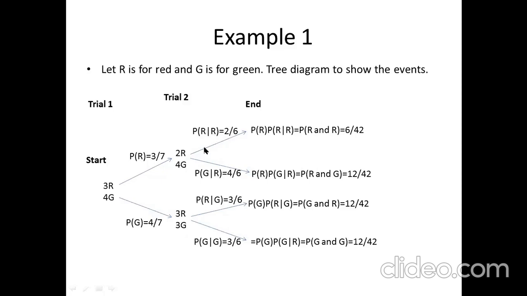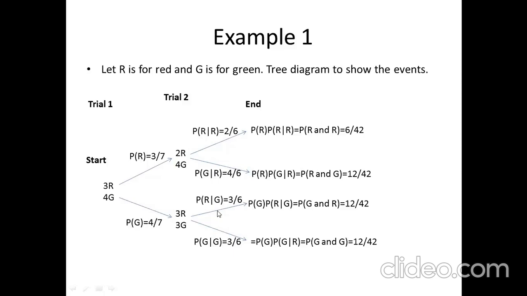Their individual probabilities are 2 by 6 and 4 by 6, as it is obvious again from the sample space, because we had 2 red out of 6 balls. So the probability of red given red would be 2 by 6. And since we had 4 greens out of 6 balls, the probability of green given red would be 4 by 6. Similarly, if a green was drawn earlier, then in the second trial we can have either a red or a green given the green was drawn.